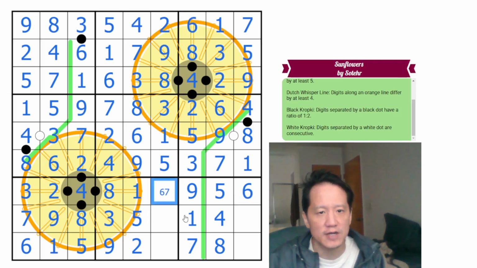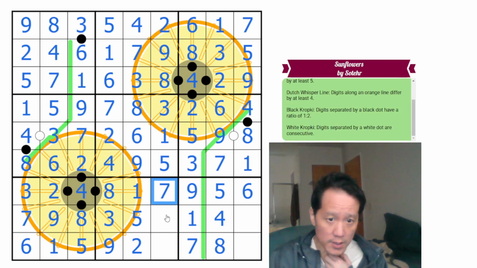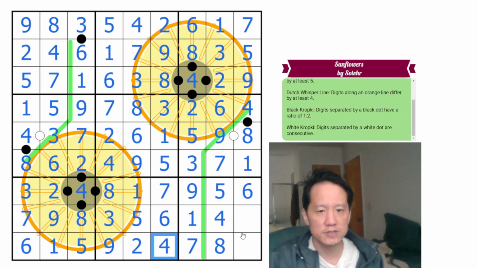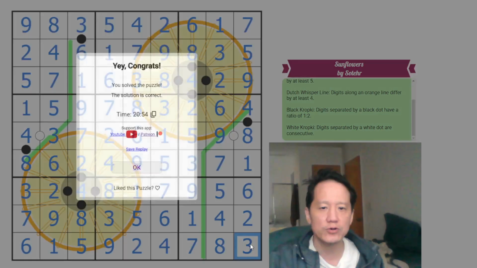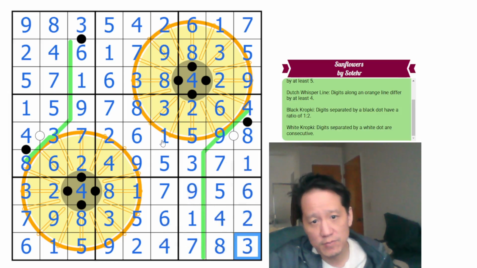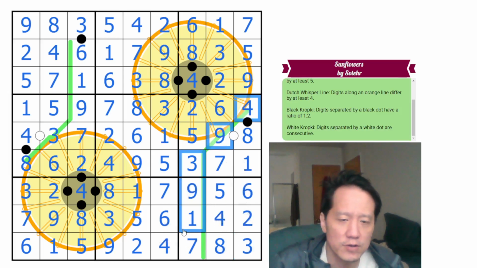This 6 means that has to be a 7. We have 4 and 6 left. This can't be 4, so this is 6, this is 4, this has to be 2, and this must be 3 in the corner, which we celebrate. Yeah, fairly straightforward.